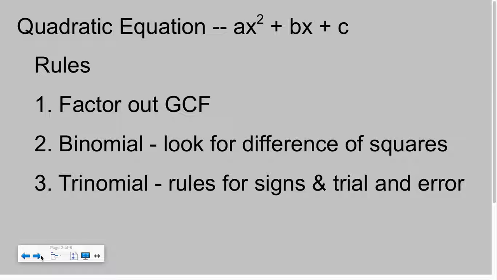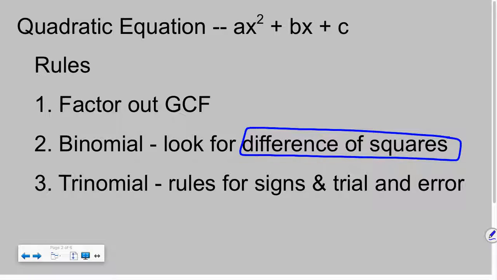Since we're still factoring, I listed those 3 rules at the top. The first rule, make sure you look for GCF. Then after that, binomial or trinomial. If it's a binomial, then look for that difference of squares. Difference means what symbol? Subtraction. And then you're looking for 2 perfect squares.